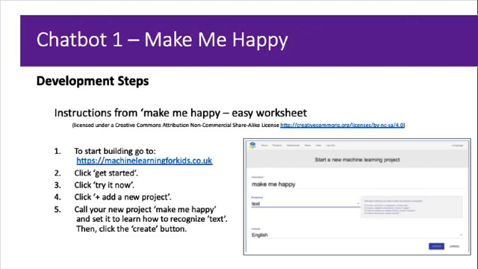Development steps. The following instructions are those that can be found in the Make Me Happy Easy worksheet. 1. To start building the Make Me Happy project, go to machinelearningforkids.co.uk. 2. Click Get Started. 3. Click Try Now. 4. Click Add a New Project. And then 5. Call your new project Make Me Happy and set it to learn how to recognize text. Then click the Create button.